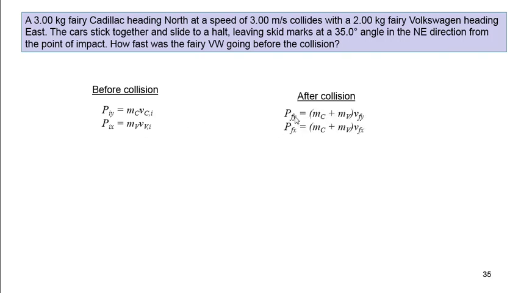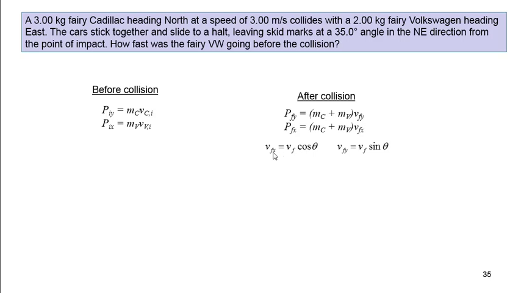Afterwards, I'm going to have momentum in the x and y directions. The momentum in the y direction is going to be the mass of the Cadillac plus the mass of the Volkswagen, they're acting as one single mass, times the y component of the final velocity. And my total momentum in the x direction is going to be their total mass times the x component of their final velocity. I do not know this value, and I do not know this value, so I have two unknown variables.